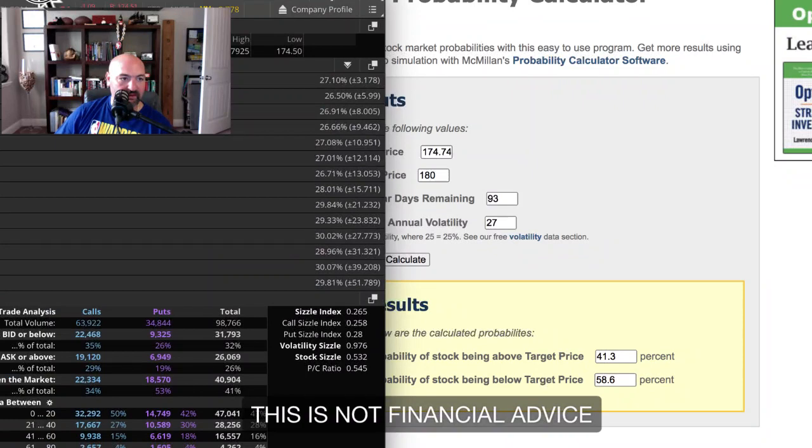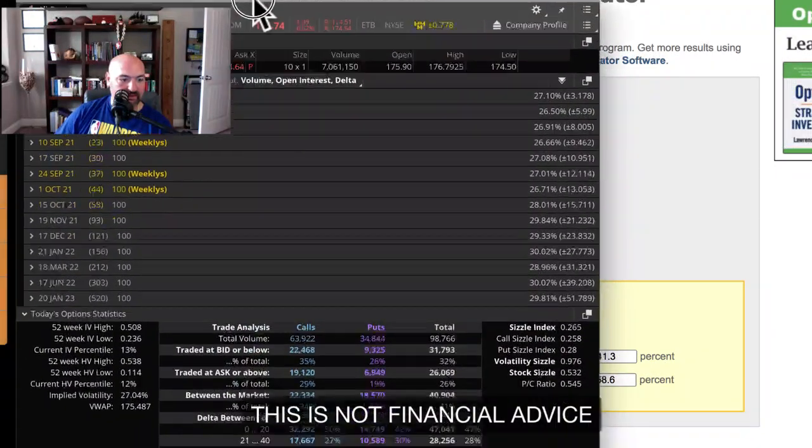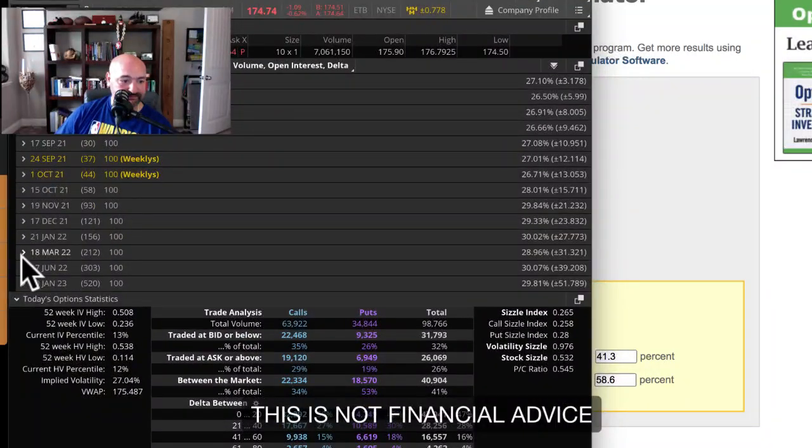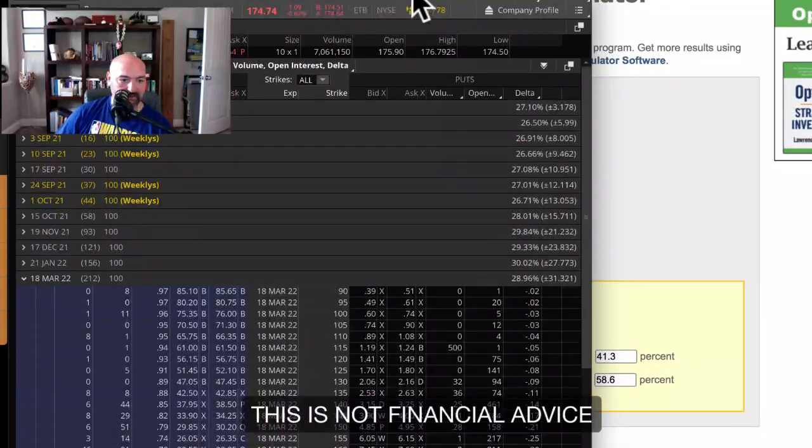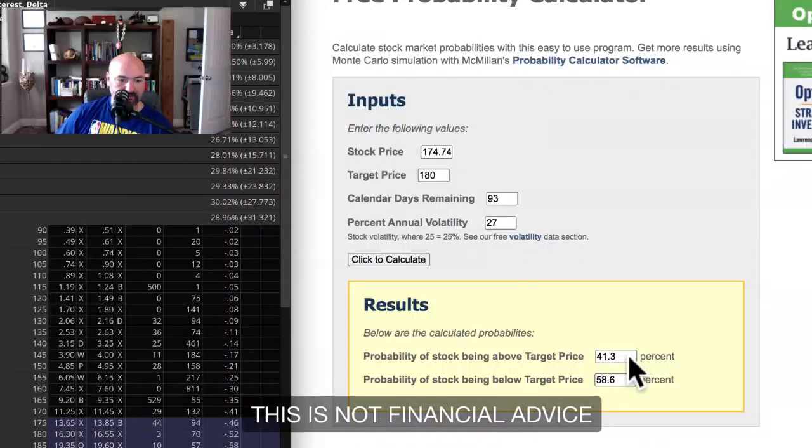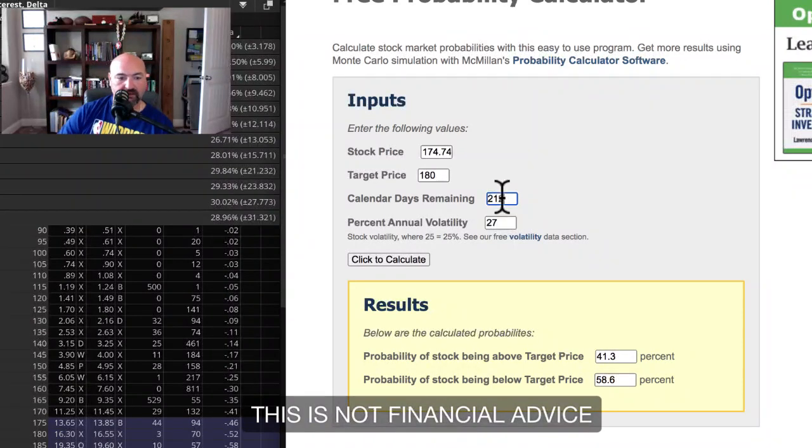If we continue to go out in the strike price and we go, let's say all the way out to March now, 212 days from now. And now the only thing we're going to change is the amount of days. It's giving us a 44% chance that we're going to trade above the 180 strike price. All right. So that's how it works. And that's with the 27% IV.